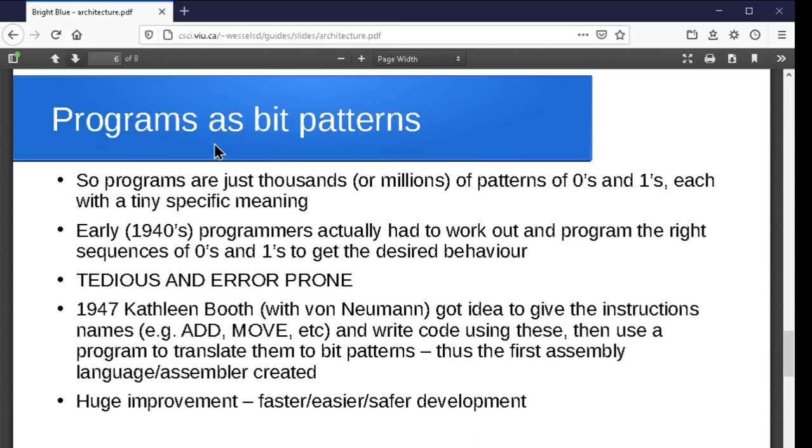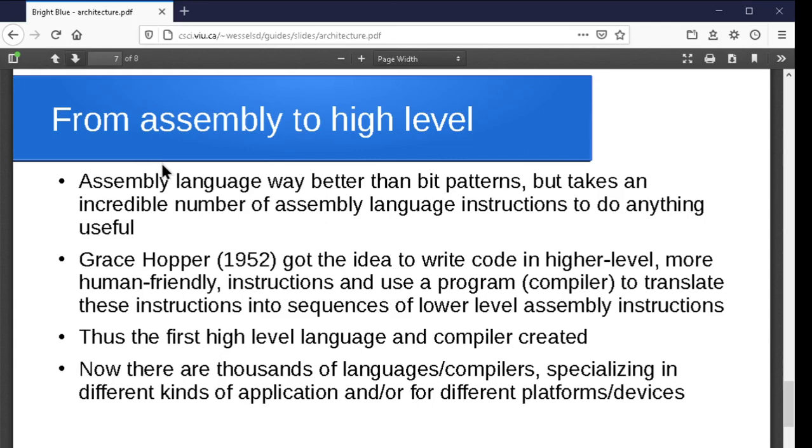And it's a lot less error prone, it's a lot more intuitive for the programmer to work with these names rather than with the patterns of zeros and ones. So huge improvement, development gets faster, gets easier, gets safer, gets more reliable. But you've still got a program consisting of thousands or millions of these little tiny instructions, these adds and moves that are all very fine grained.